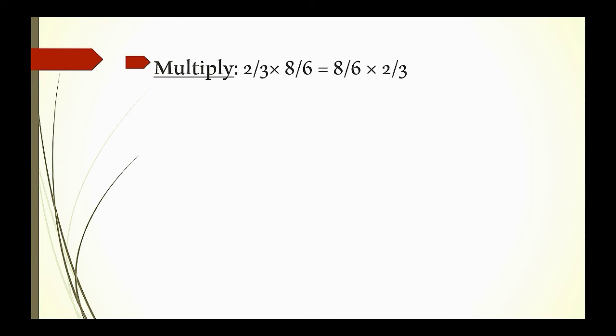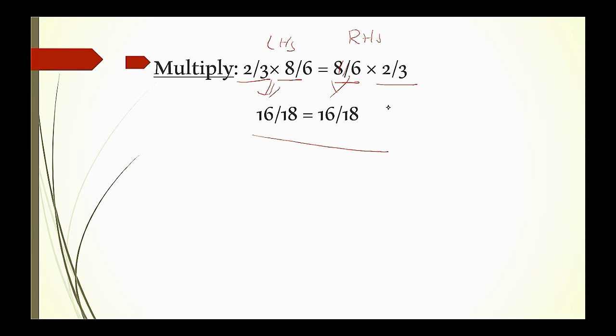Next, multiplication. When I multiply 2 by 3 into 8 by 6 and rearrange it, 8 by 6 comes first and 2 by 6 next. The answer in LHS is 16 by 18. In RHS also I am getting 16 by 18. Both the answers are the same. That means it is supporting the commutative property.